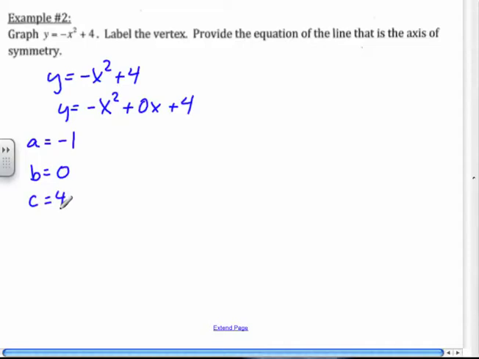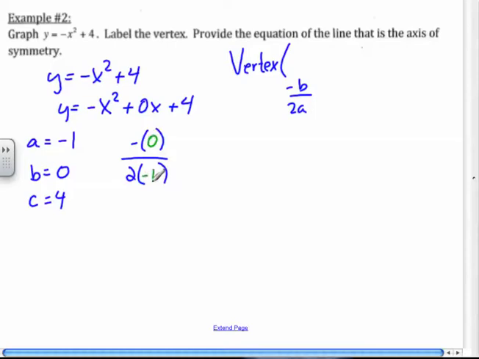Now the first thing that I need to do is find out what the vertex is. And guys, you're going to remember that I get the x coordinate by doing negative b over 2a. So I'm going to go negative b over 2a. And again in this one, I get a b of 0 and an a of negative 1. It doesn't matter what a is because the numerator is 0, so that means that the x coordinate of the vertex is 0.